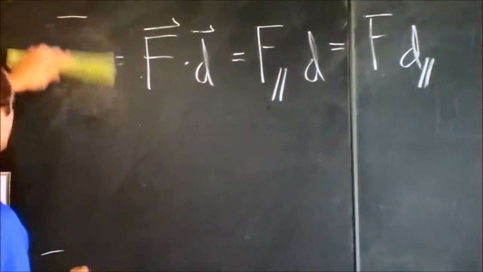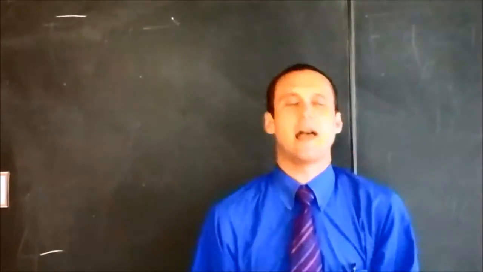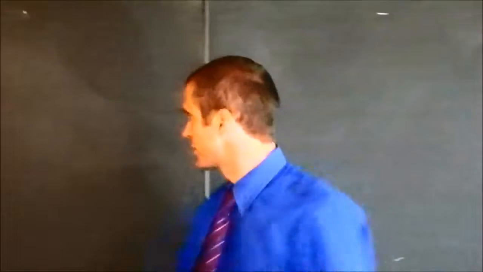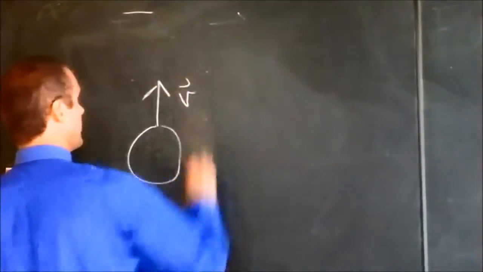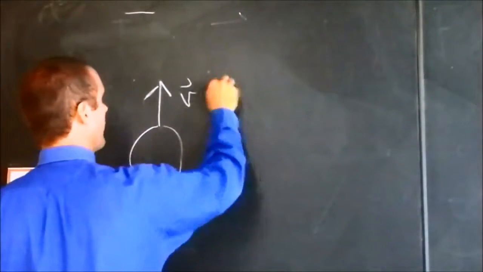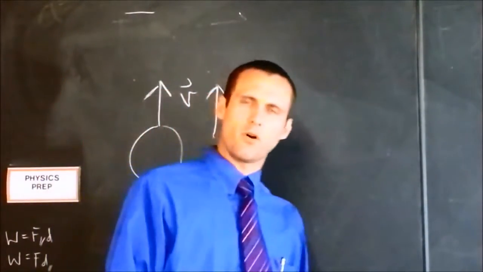The next thing I wanted to say is about this. If I have a bowling ball and I throw it up and catch it, there's a whole bunch of interesting stuff happening with work in the process. Let me first consider the bowling ball on its way up. That's its velocity. So the distance that it travels on the way up is upward. What direction is the net force on the bowling ball?